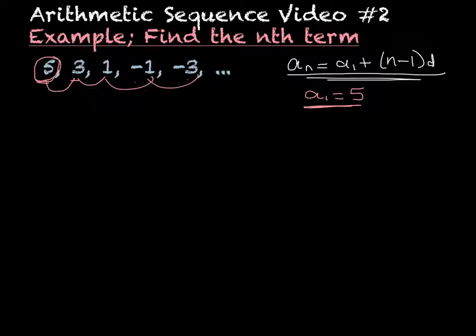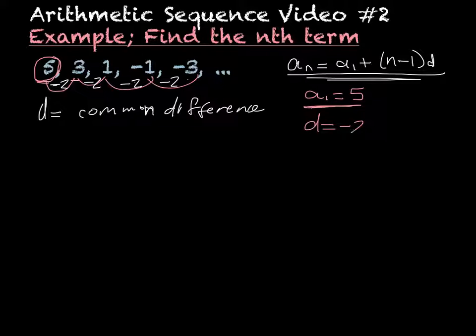To find d, I need to find the common difference. Remember, d equals the common difference in the numbers. Okay, so since it's the common difference, what is the difference between 5 and 3? Well, to go from 5 to get 3, I have to subtract 2. And then from 3 to 1, I subtract 2. From 1 to -1, subtract 2. -1 to -3, subtract 2. So, since it's always -2, -2, -2, -2, that's going to tell me that my d is -2.